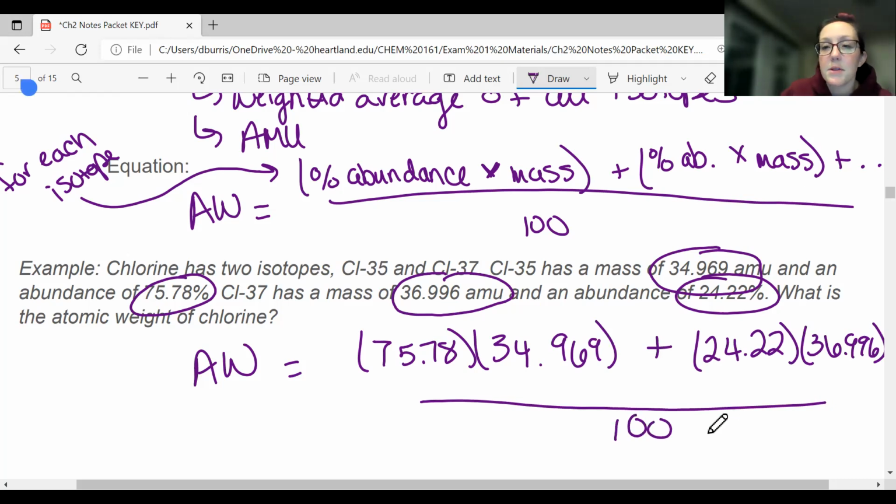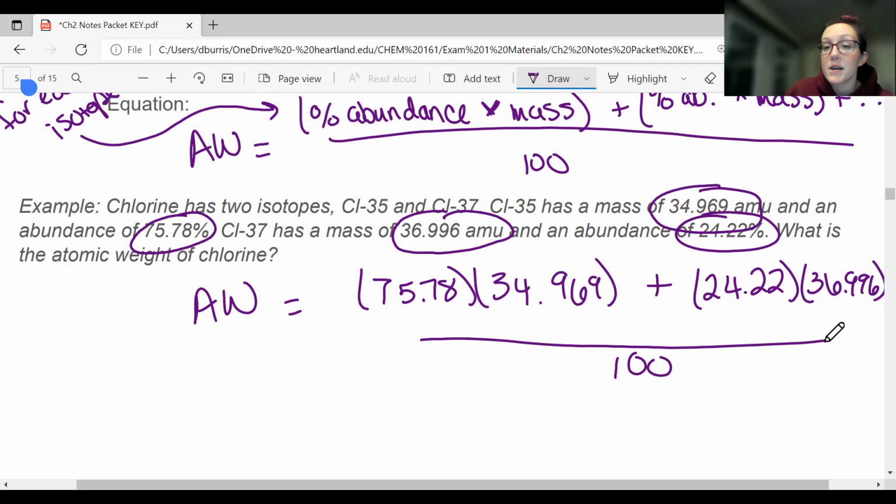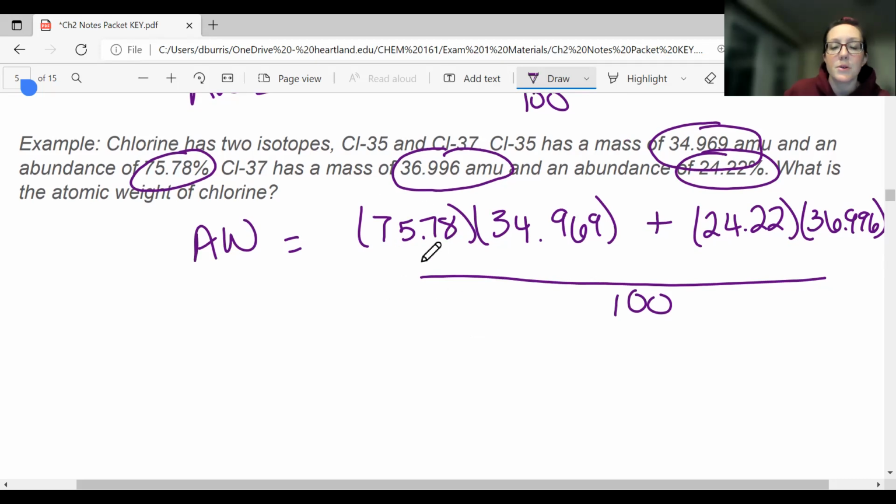Now, I want you to keep a couple things in mind here. First of all, your percentages should always add up to 100. If your percentages don't add up to 100, then you did something wrong when you were getting your data. You could change your percentages into decimals first instead of dividing by 100 at the end if you want to, it doesn't matter. But watch your order of operations. If you do your order of operations wrong, you're going to get an answer that doesn't make sense.